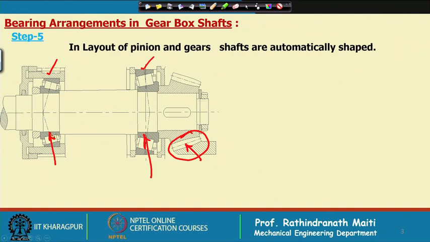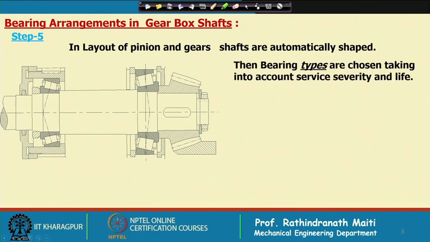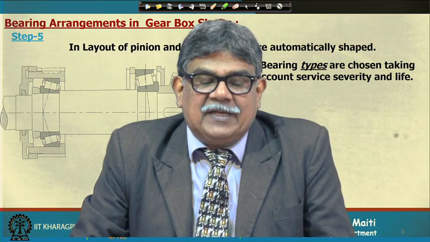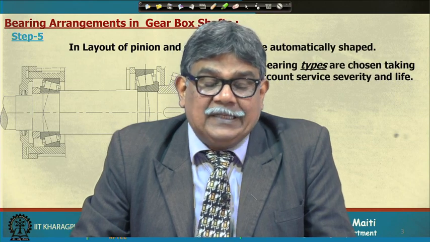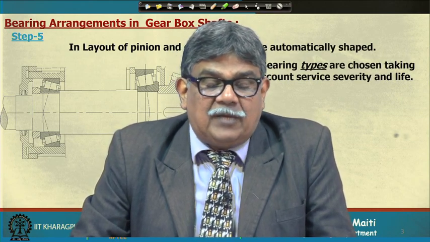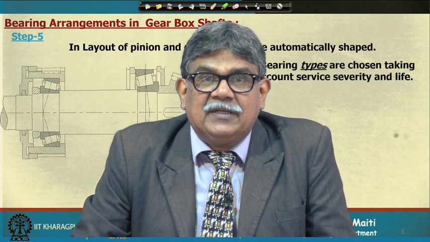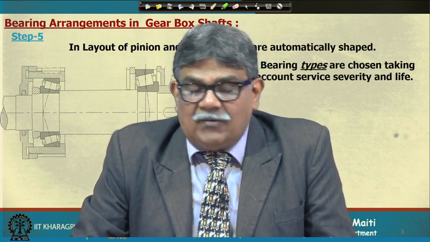If you have an idea about rolling element bearings, these are taper roller bearings. Bearings may be others also, which I am coming to. Bearing types are chosen taking into account service severity and life. If there is a light load, we can go for a light bearing; a ball bearing is lighter than a cylindrical, taper roller or spherical roller bearing. But if there is more load, we have to go for a taper roller or spherical roller bearing, or a cylindrical roller bearing.